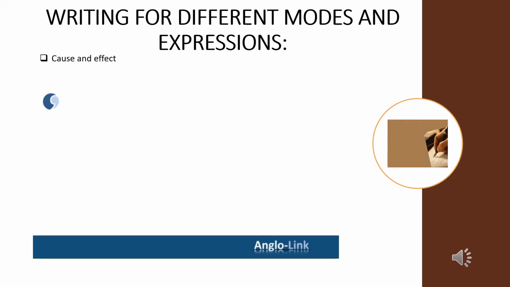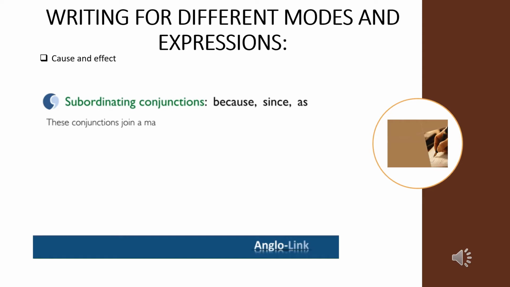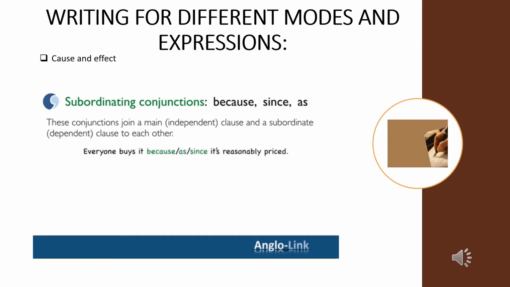Right, moving on to subordinating conjunctions, because, since, and as. These conjunctions join a main or independent clause and a subordinate or dependent clause to each other. For example, everyone buys it because, or as, or since it's reasonably priced.